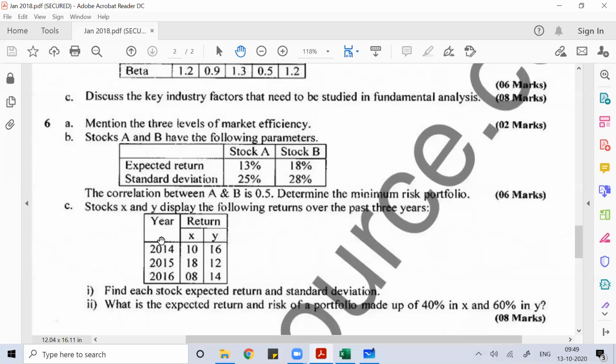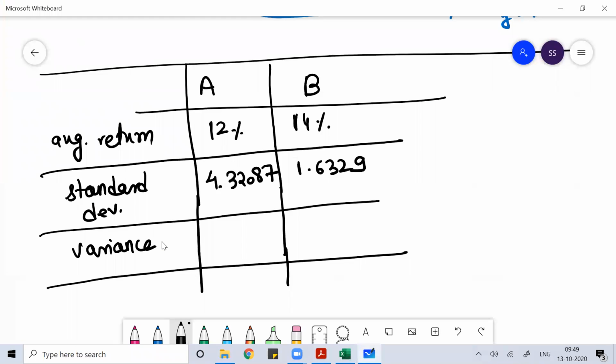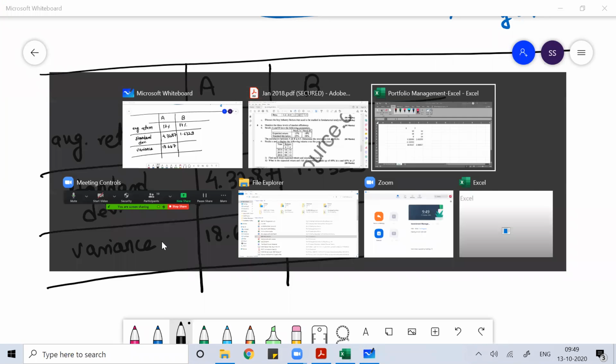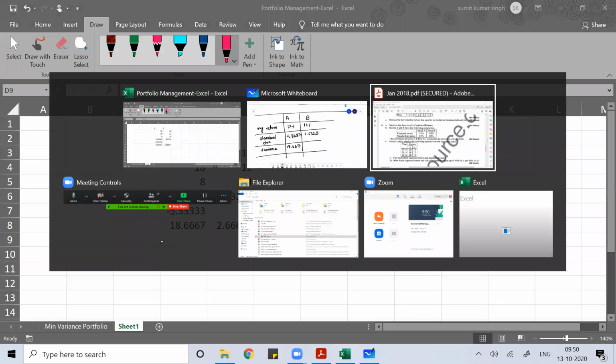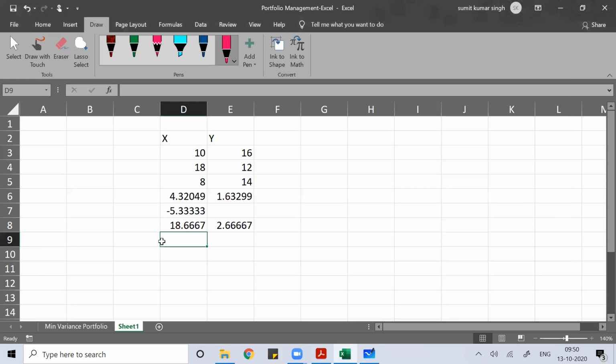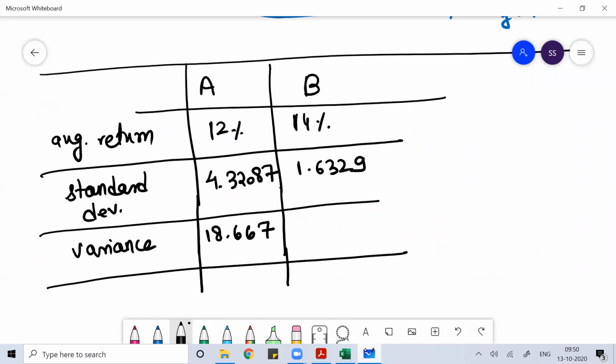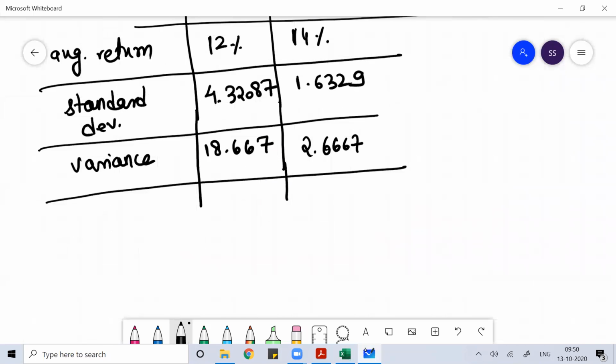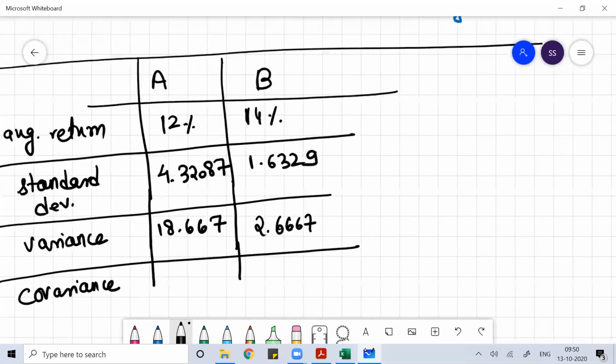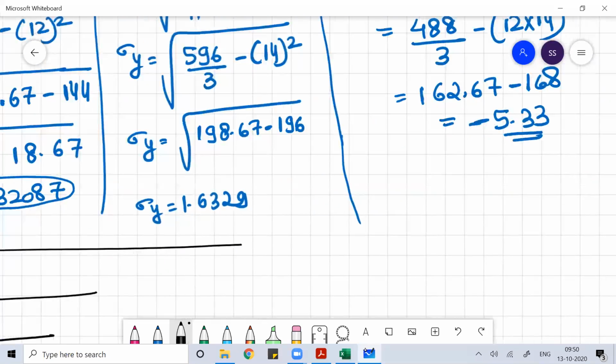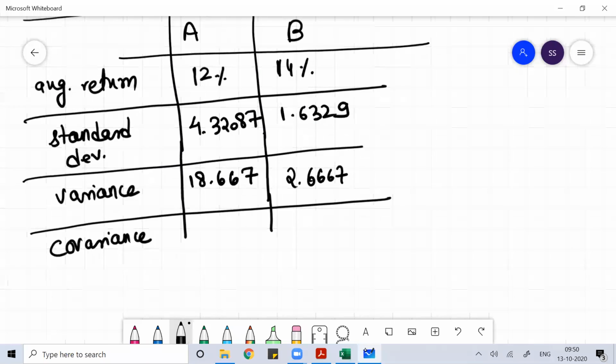The variance of X is 18.6667, while the variance of the other stock, Y, is 2.66667. And the covariance between them is minus 5.33.